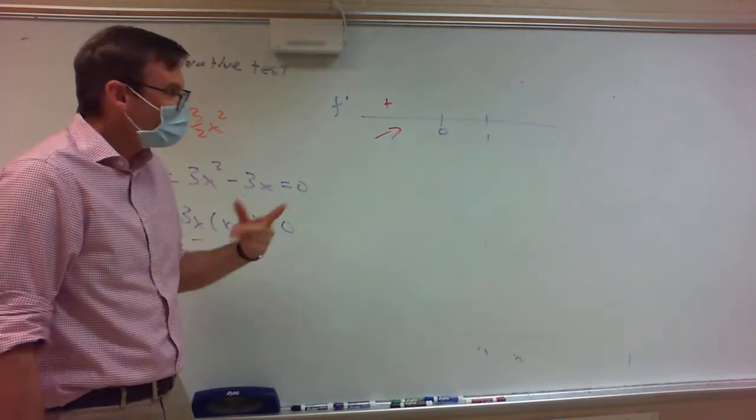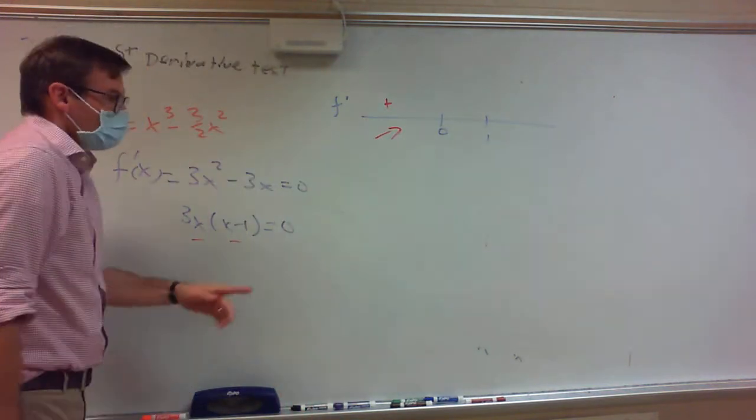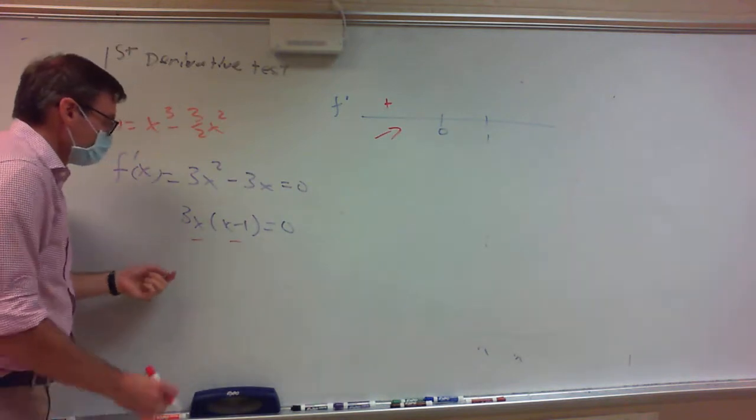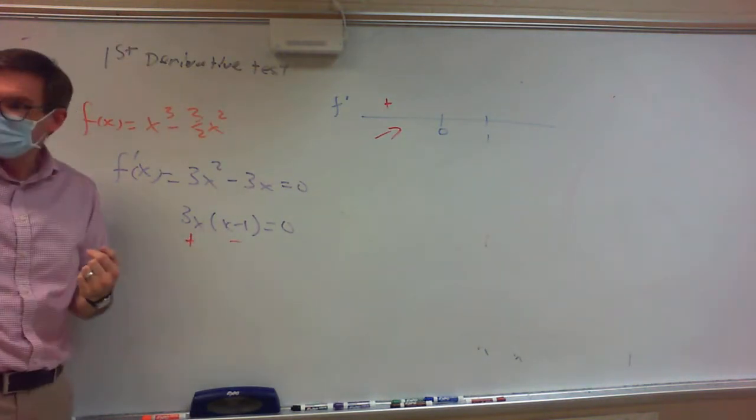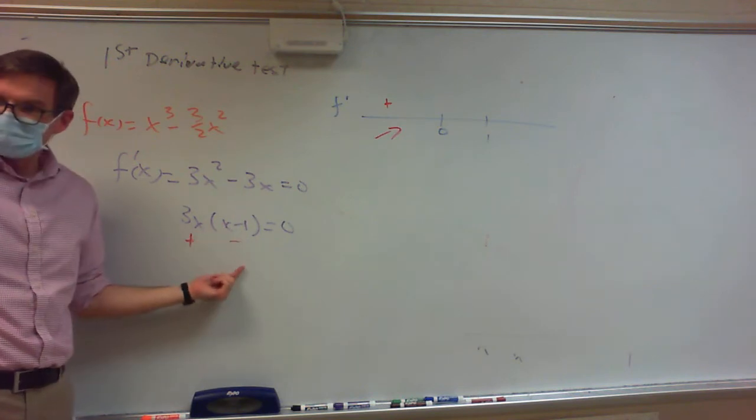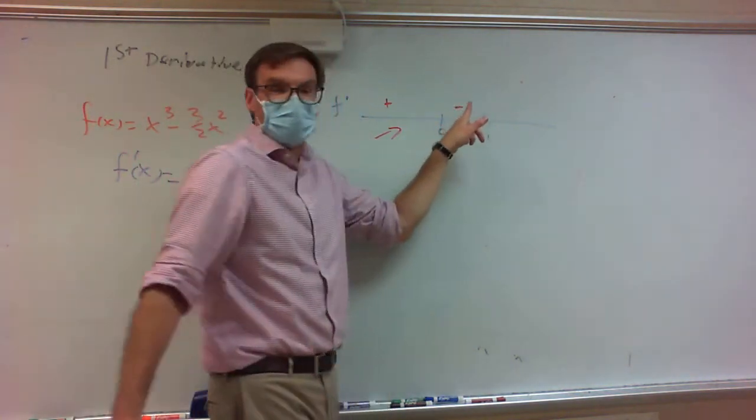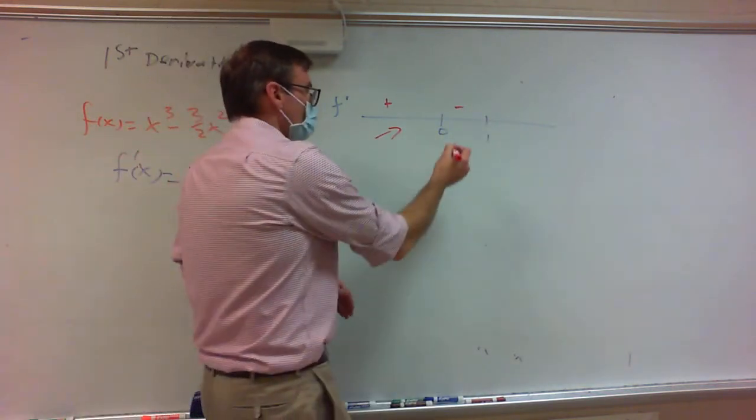Now I want to know, what is my function doing in this interval? Well, I pick a value. Pick 1/2. 3 times 1/2, okay, that's positive. 1/2 minus 1 is negative. Positive times negative is negative. So if my derivative is negative, what does that tell me about my function? It's decreasing, so I'll draw an arrow going down.